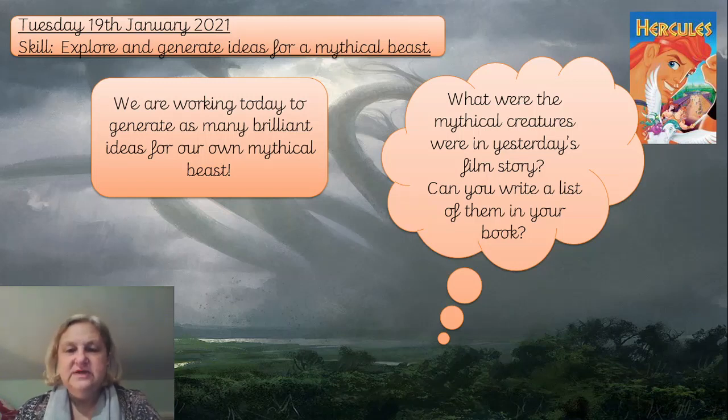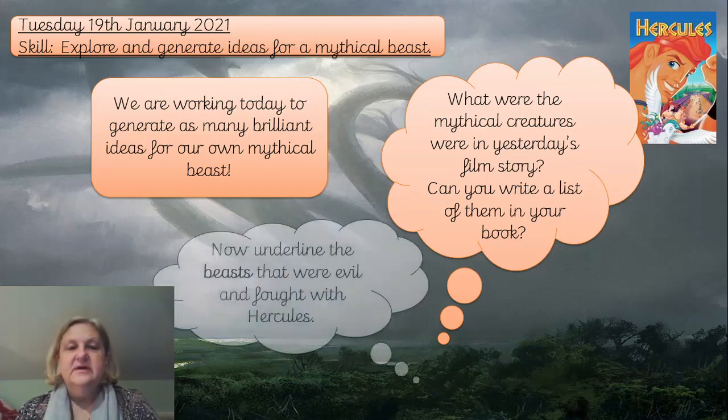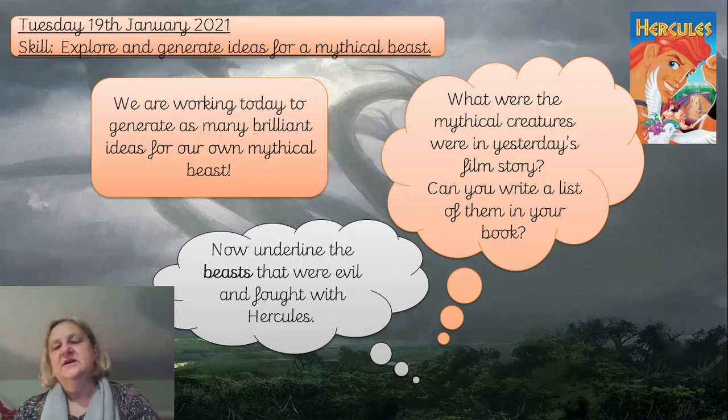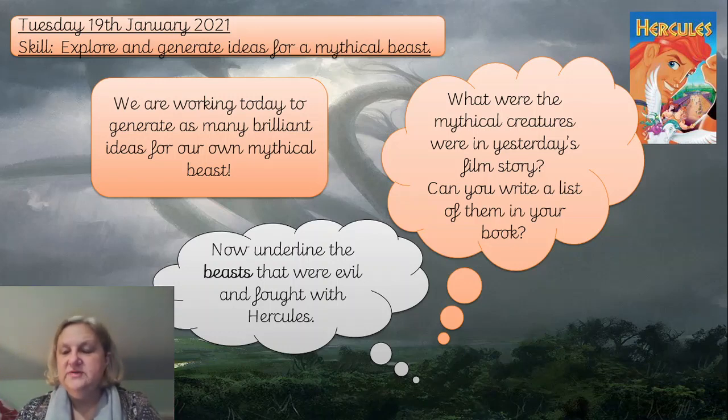So hopefully you've got a little list there that you generated of the different creatures that you came across from the story yesterday. We had the Nemean lion, didn't we? We had the Hydra. Oh, it's loads and loads of them. We've got Pegasus there as well. And now I would like you to underline all the beasts that were the evil things that were nasty and fought and were part of Hercules' labours. Part of his work was to get rid of these horrible beasts, and so go and underline those in your book as well, those evil beasts on your list.